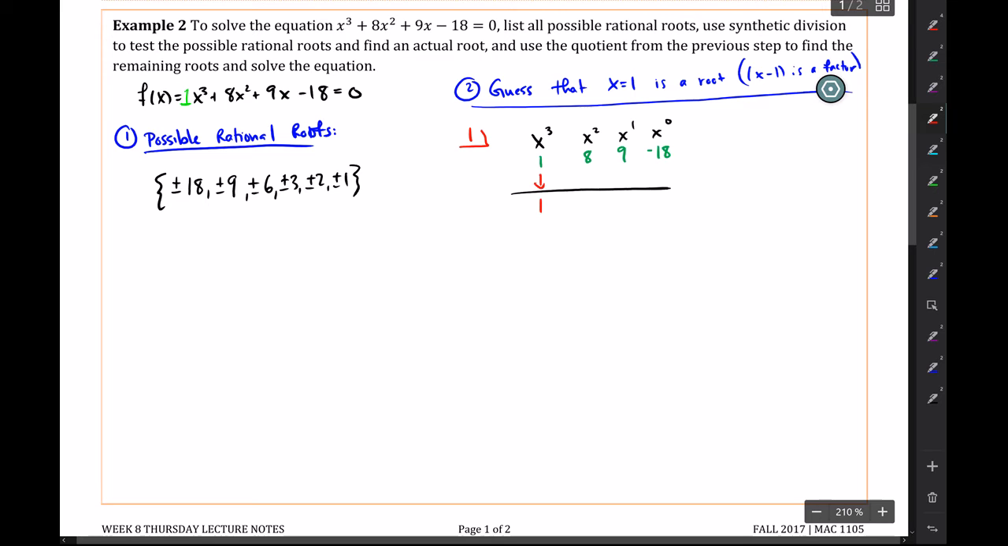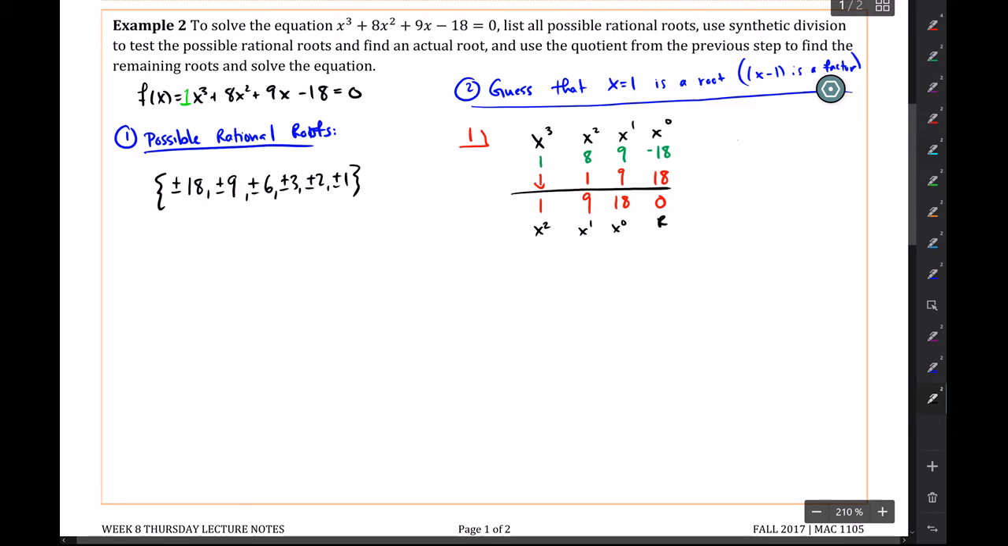So I bring down the 1. 1 times 1 is 1. 8 plus 1 is 9. 9 times 1 is 9. 9 plus 9 is 18. 1 times 18 is 18. And negative 18 plus 18 is 0. Okay, great. So I guessed right. And I got a remainder of 0.